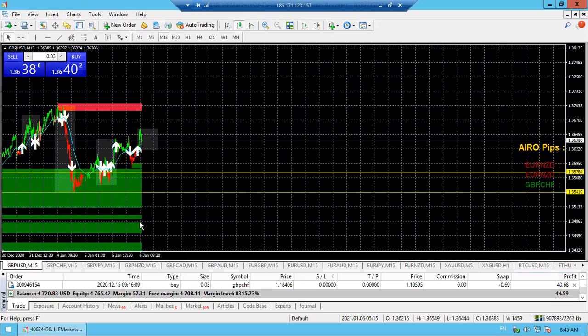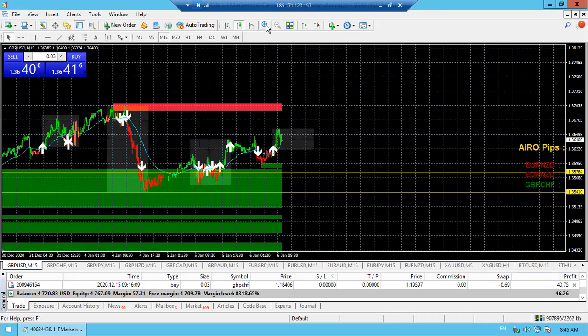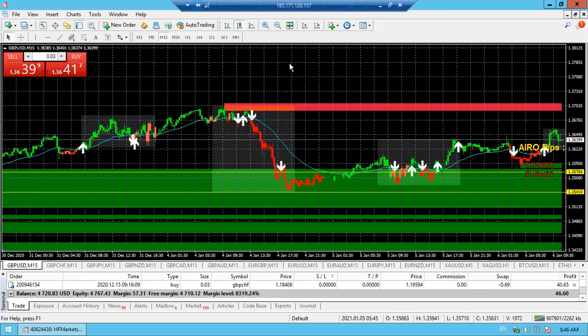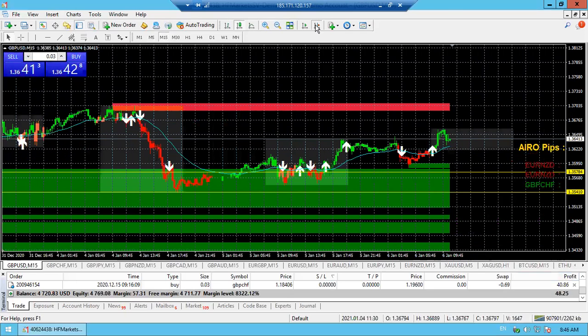You can see 1, 2, 3, 4, 5 green boxes and 1 red box. So this is on the 15 minutes time frame. We don't want to hold on to the trade that long. So we have a bounce, we have an arrow. The market went from a red to a green arrow, and then we have a buying opportunity.